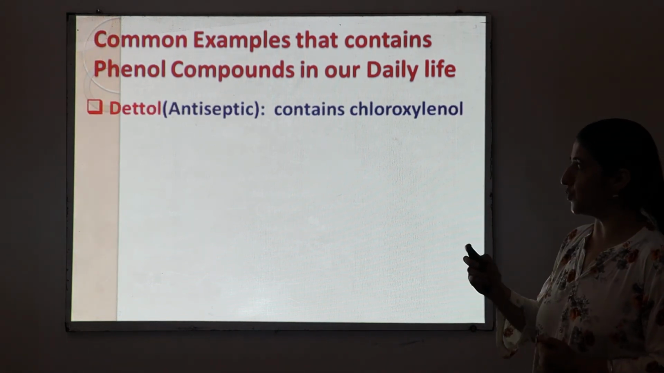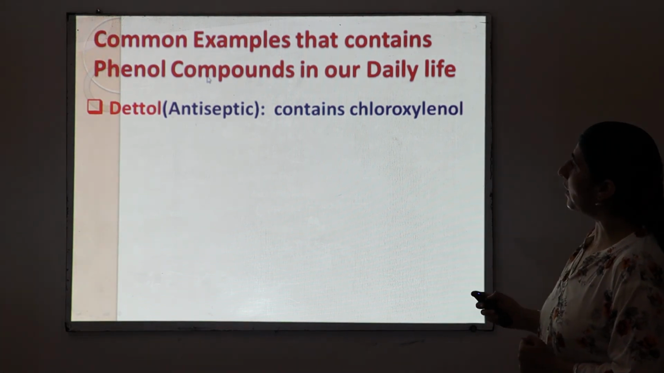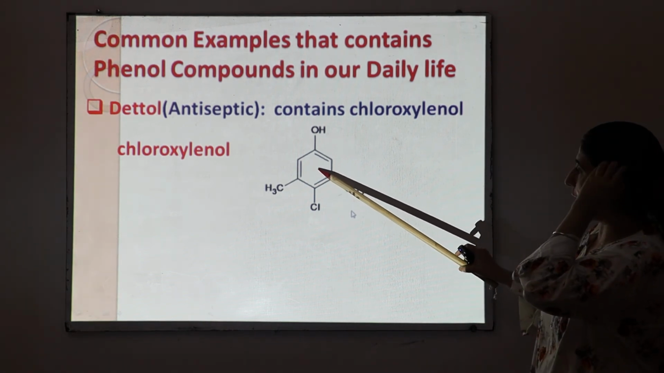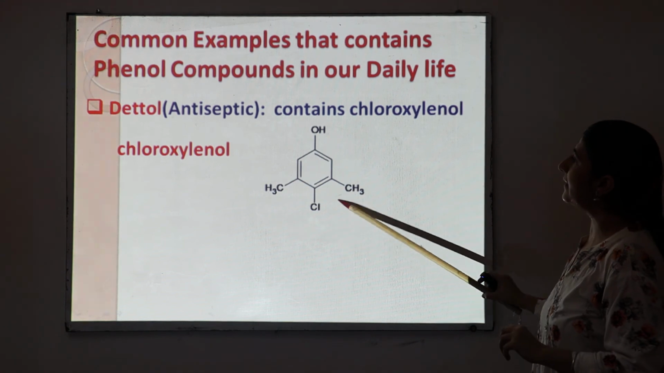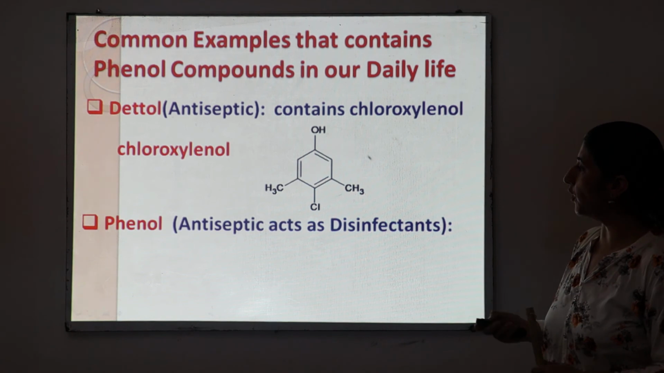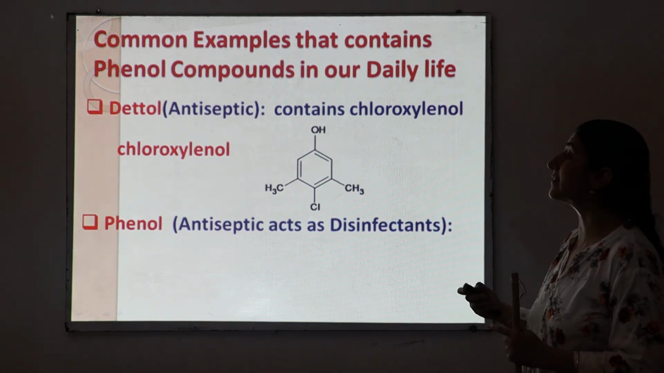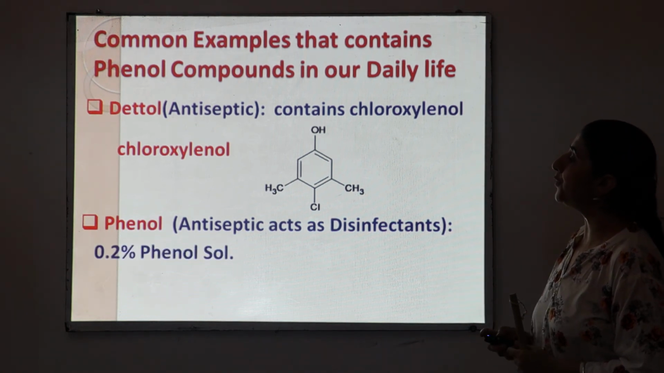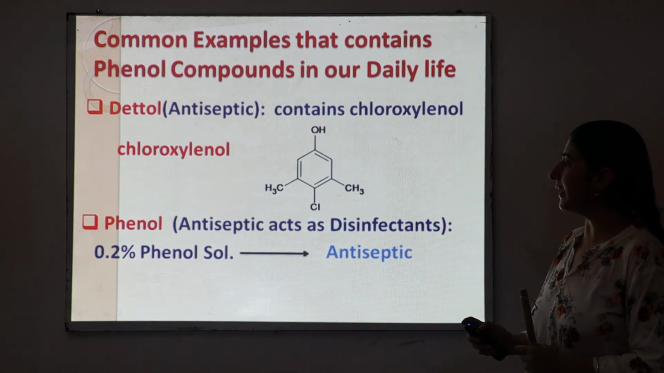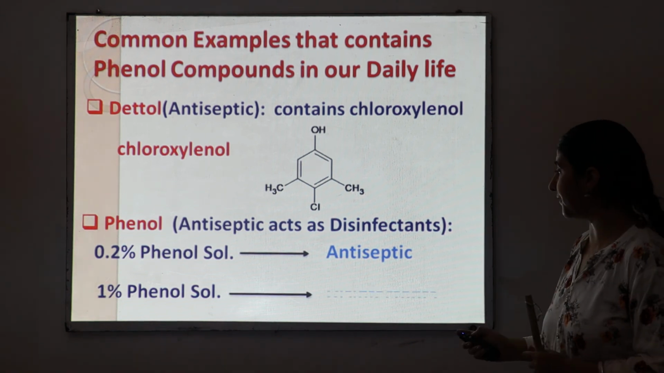Number one is Dettol, which acts as an antiseptic, and Dettol contains chloroxylenol as the main compound. This compound is basically a derivative of phenol. The next one is phenol, which also acts as an antiseptic as well as a disinfectant, depending upon its concentration. If we use 0.2% phenol, it acts as an antiseptic, whereas if we use 1% phenol, it is used as a disinfectant.